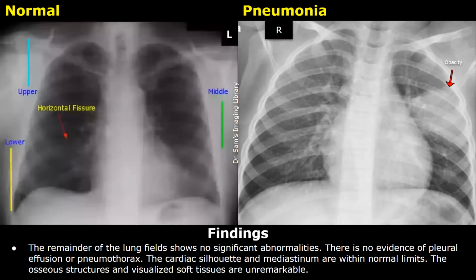The remainder of the lung fields shows no significant abnormalities. There is no evidence of pleural effusion or pneumothorax. The cardiac silhouette and mediastinum are within normal limits. The osseous structures and visualized soft tissues are unremarkable.